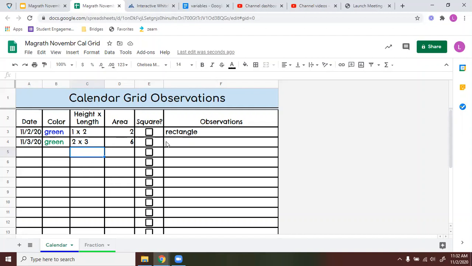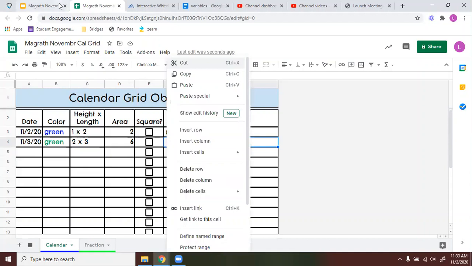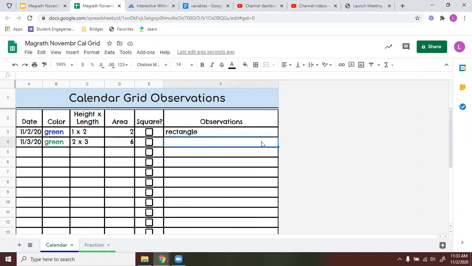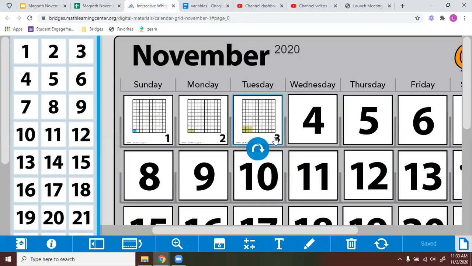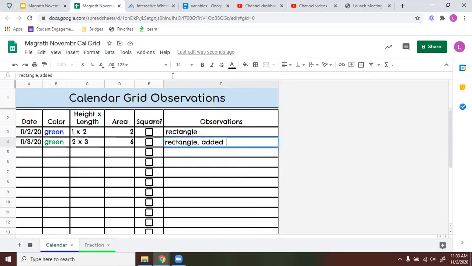And what do I want to put for an observation today? Well, it's still a rectangle. I don't think there's really anything too interesting that I'm going to note for today, other than that it's still a rectangle. And let me take one more look at that shape here. And now we added on 4 more boxes. I think I'm going to add that too. 4 units, I should say.